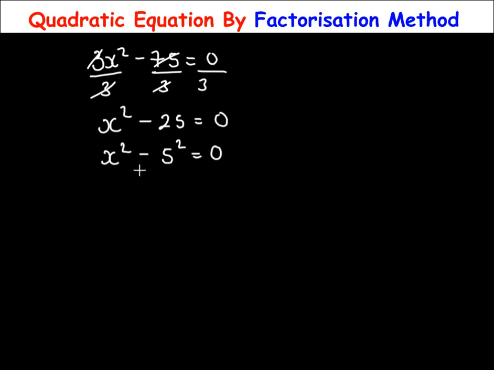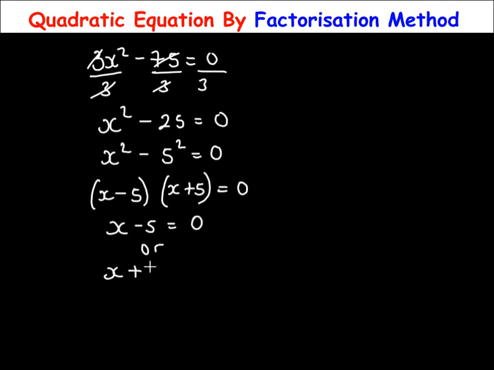What you can see on the left hand side of the equation is a difference of two squares. To factorize this, write the square root of x squared, which is x, while the square root of 5 squared is 5. Then put the signs plus and minus, is equal to 0. You can then equate each of these terms to 0 to solve for x. So x minus 5 is equal to 0, and or x plus 5 is equal to 0. Solving for x, x is equal to minus 5 crosses the equality sign, it becomes plus 5, or x is equal to plus 5 crosses the equality sign, it becomes minus 5.